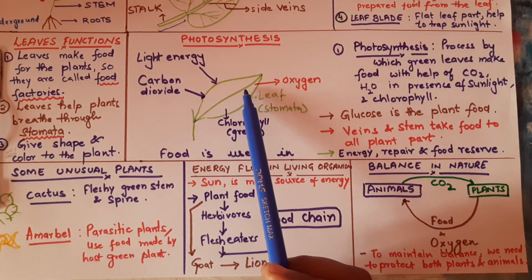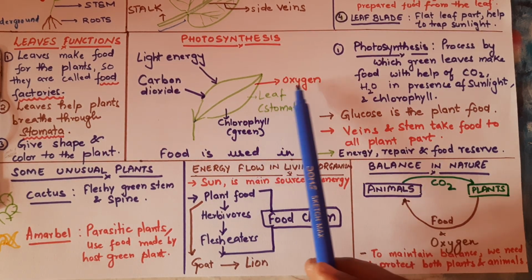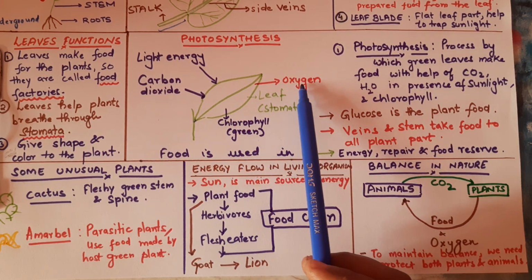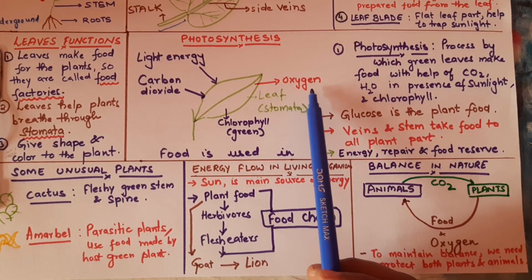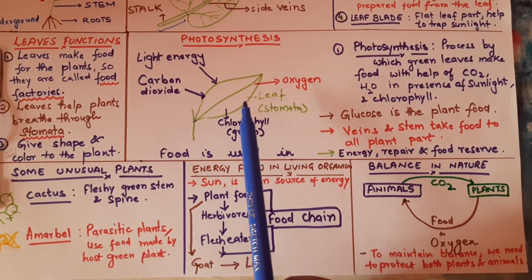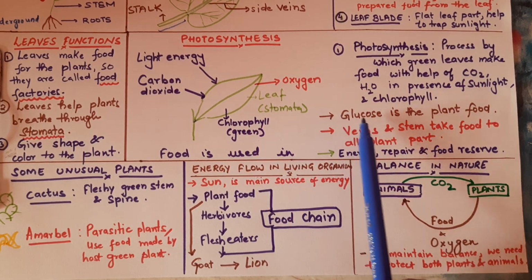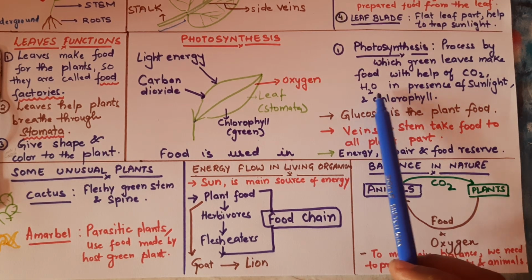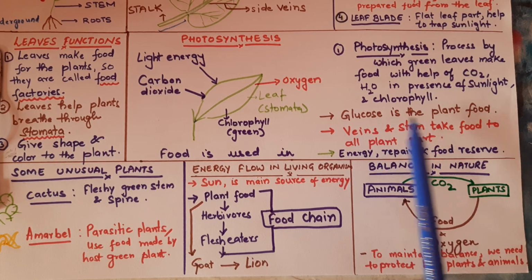And in the process of photosynthesis, it will take carbon dioxide and give out oxygen. It will consume carbon dioxide, but it will give us oxygen. This oxygen, we know, is very important for our living. If there is no oxygen, there is no life on the planet, right? So that's why plants are necessary for our survival also. So what is the food of the plant? The plant will prepare glucose. It will take carbon dioxide and water in the presence of sunlight, and it will prepare the food of the plant, that is glucose. So glucose is the plant food.